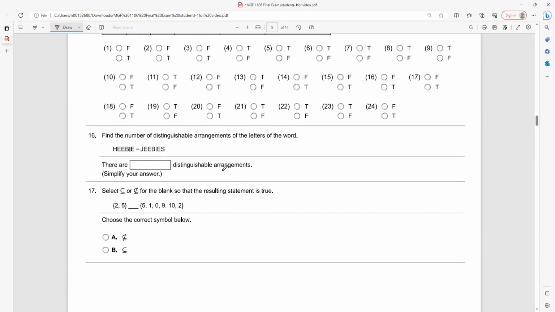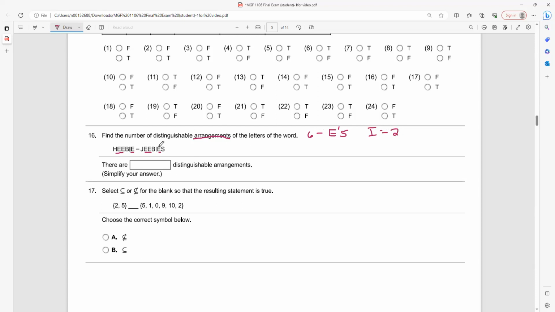For number 16, find the number of distinguishable arrangements. Remember that the term arrangements lets us know that we're going to be looking for a combination here of the letters in this word. So we've got heebie-jeebie. Now we need to determine how many of these letters repeat themselves. There are lots of letter E's. We have 1, 2, 3, 4, 5, 6 letter E's. We have two letter I's. We have two of them.